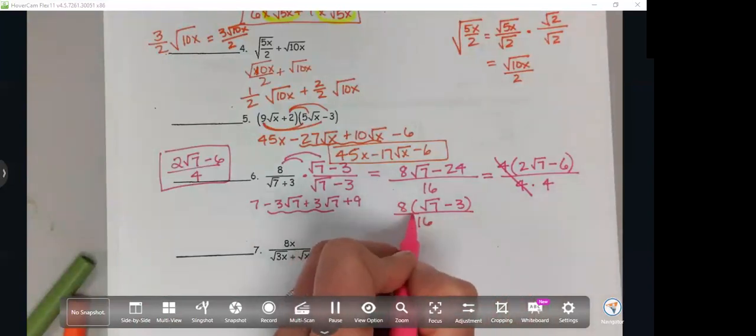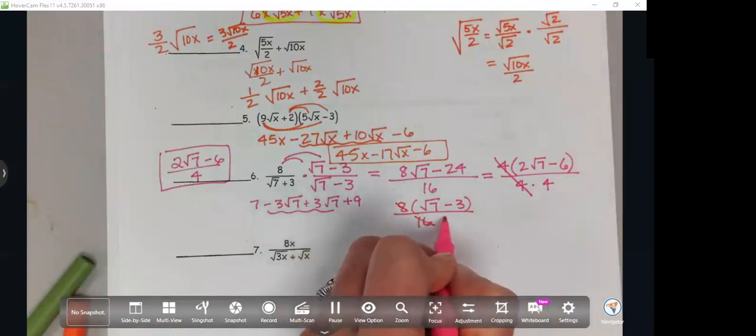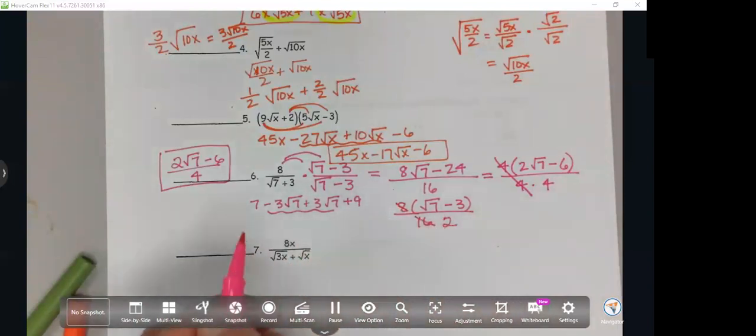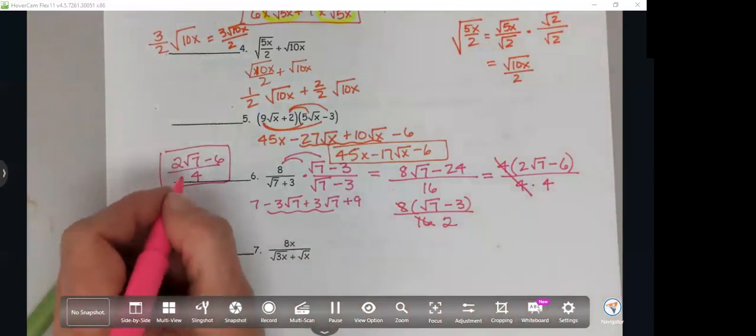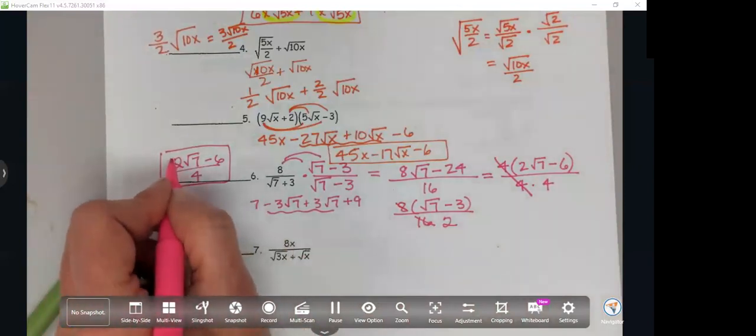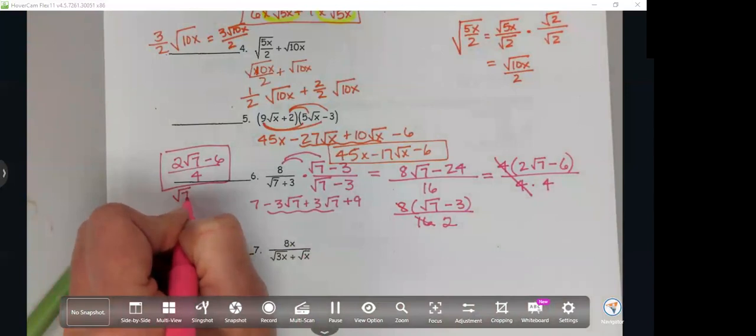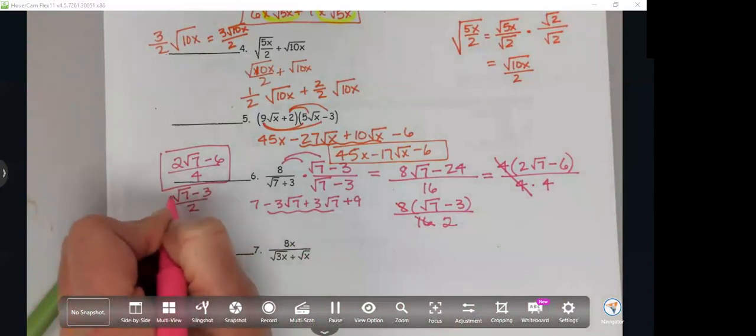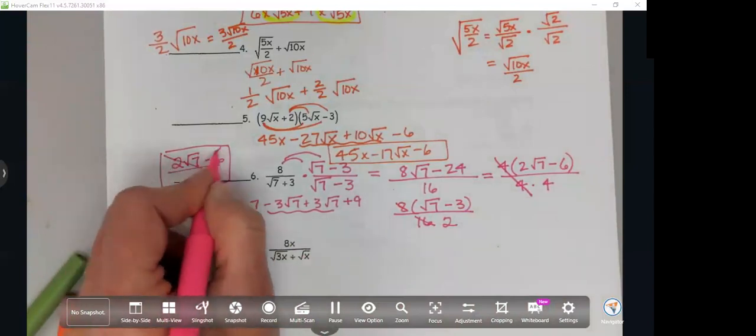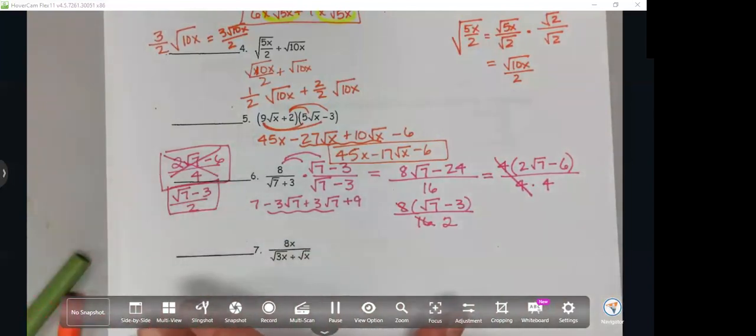Then 8 goes into 16. Oh, 2 times. What am I thinking? So yeah, you should factor out an 8. Goodness. Square root of 7 minus 3 over 2. That's the right answer. Holy mackerel. Moving on.